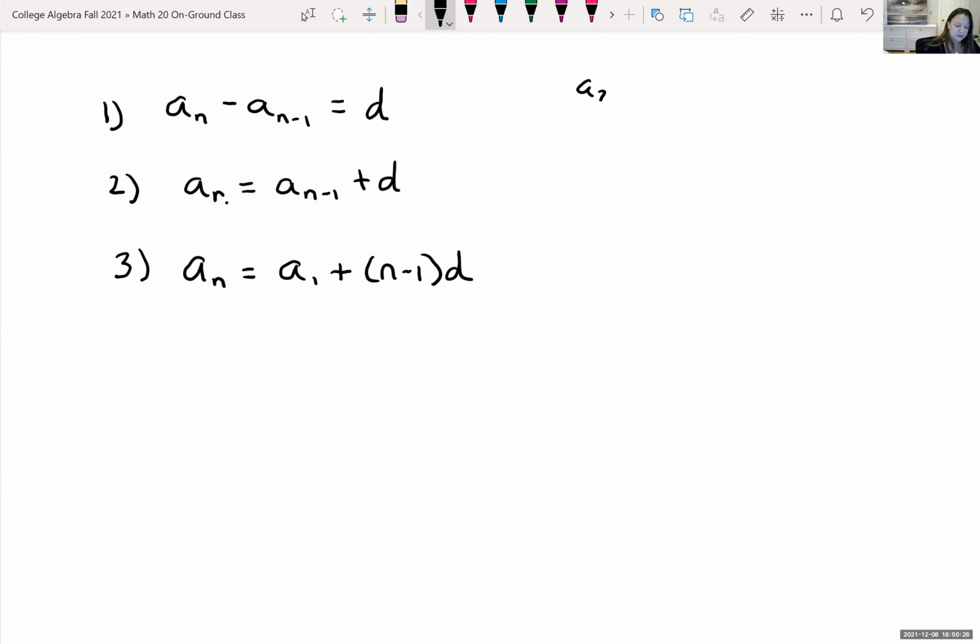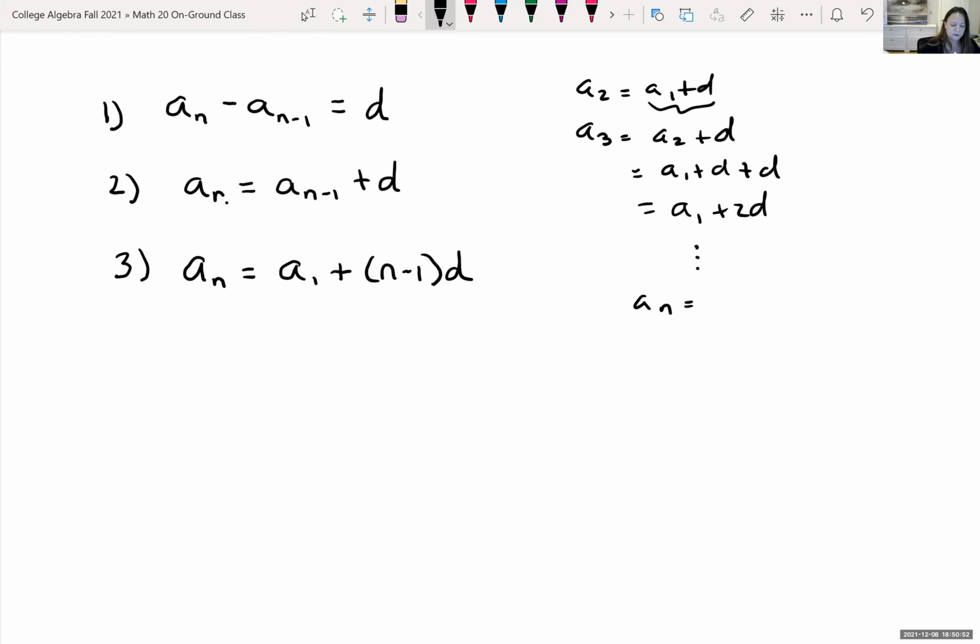Because we know a sub 2 is equal to a sub 1 plus d. A sub 3 is equal to a sub 2 plus d. But we know a sub 2 is a sub 1 plus d, so we replace that a sub 2 with a sub 1 plus d. So this is a sub 1 plus 2d. And we can continue on that pattern and see that a sub n is equal to the first term plus n minus 1 times d.